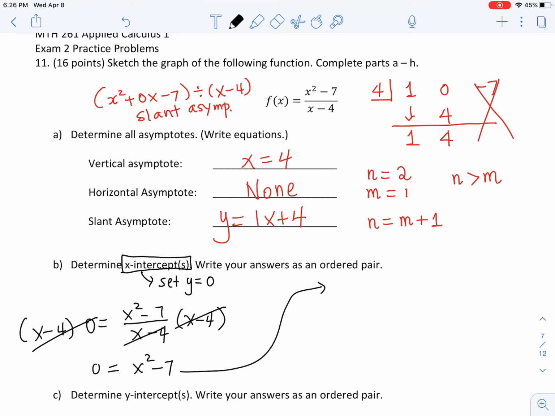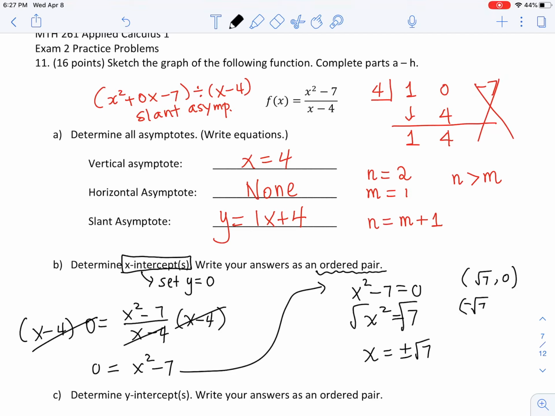And you know, the x-intercept happens on the zeros of the numerator. So you could have just set the numerator equal to 0 and say those are the x-intercepts. But let's solve this. X squared minus 7 equals 0. Add 7, you'll get x squared equals 7. Take square root of both sides. You get x is plus or minus square root of 7. Because you want to write them in ordered pair format, the first x-intercept is at square root of 7, 0. The other one is at negative square root of 7, 0.